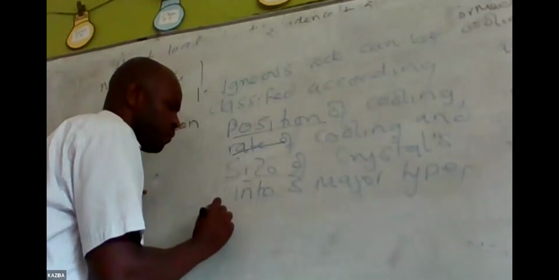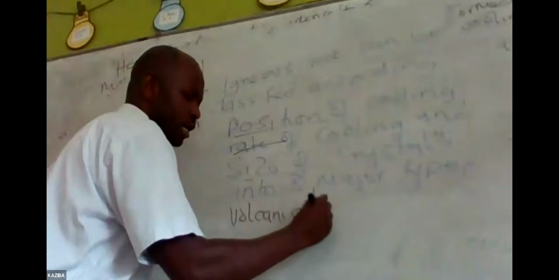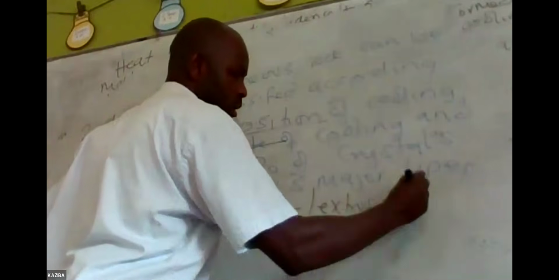The second classification is about chemical composition, but we're going to first talk about this. The second classification depends on the chemical composition of these rocks. But let's first look at the classification depending on the position of cooling, rate of cooling, and size of crystals. Now, we have three types here. The first type is called volcanic or extrusive igneous rocks.